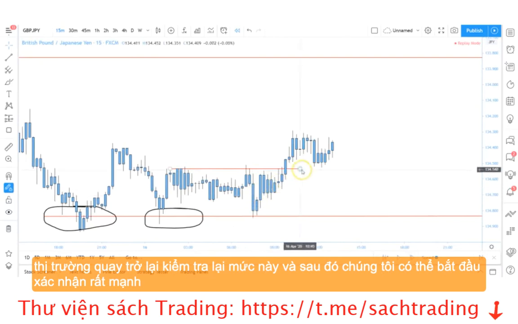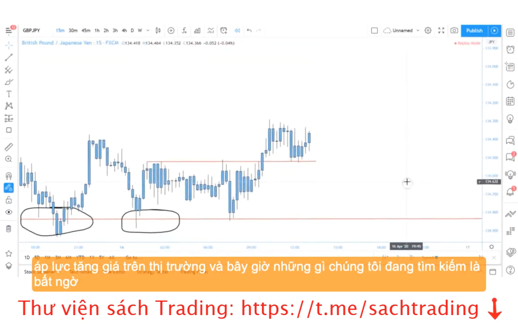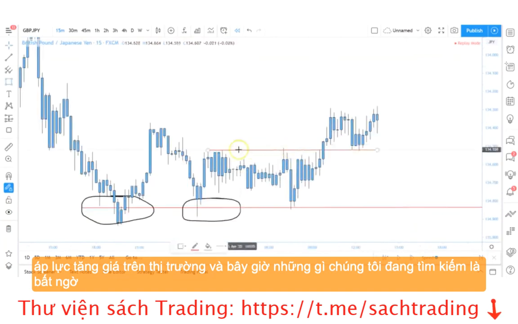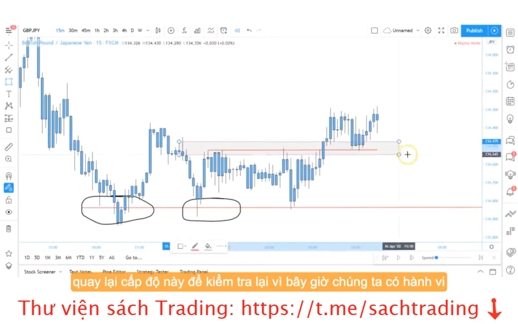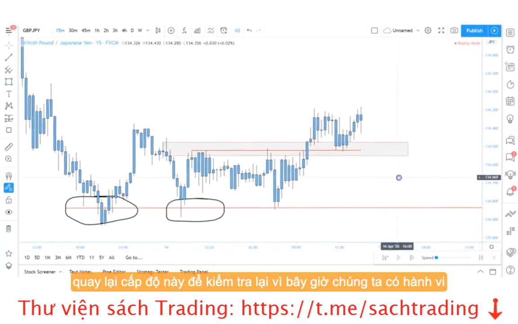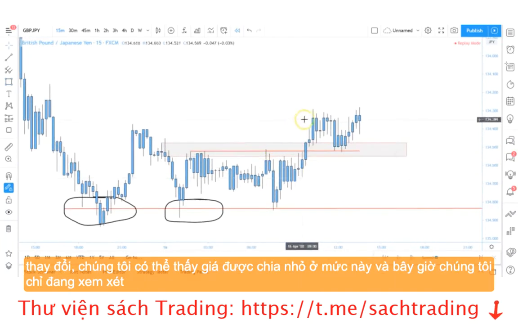Once the market comes back, retest this level, then we can start to confirm very strong bullish pressure in the market. And now what we're looking for is for price to come back to this level to retest it, because now we have the behavioral change. We can see prices broken out of this level, and now we're just looking for that retest.